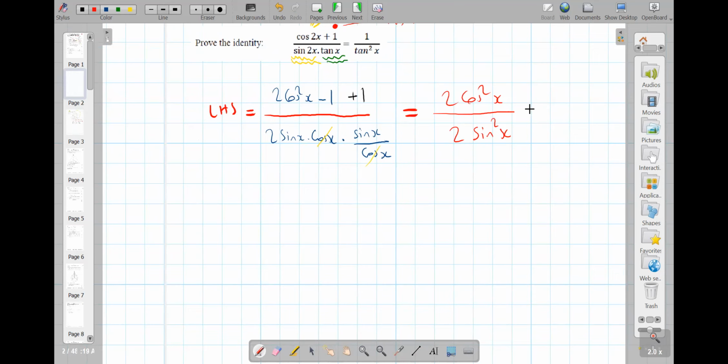That's fine. And we can actually stop here. And we can just write the other one. So we end up with cos square over sine square. And so it's almost done.